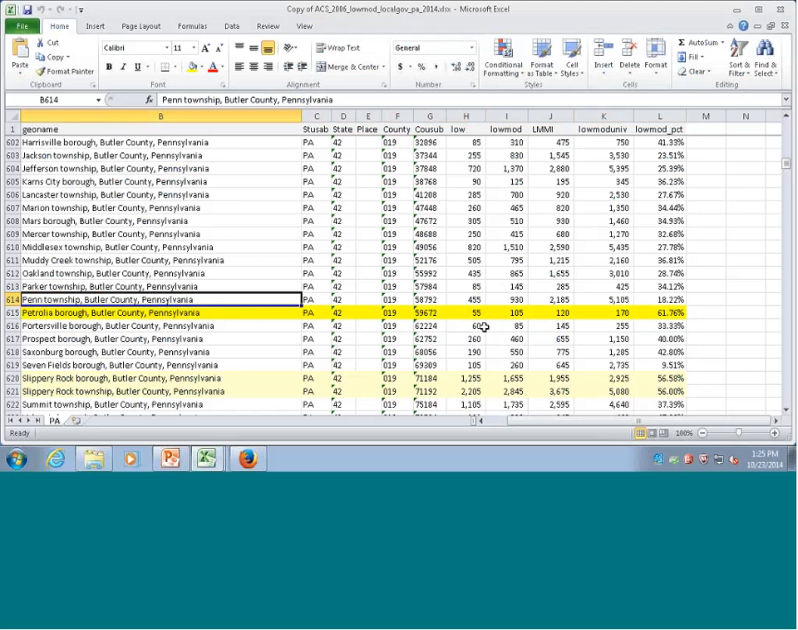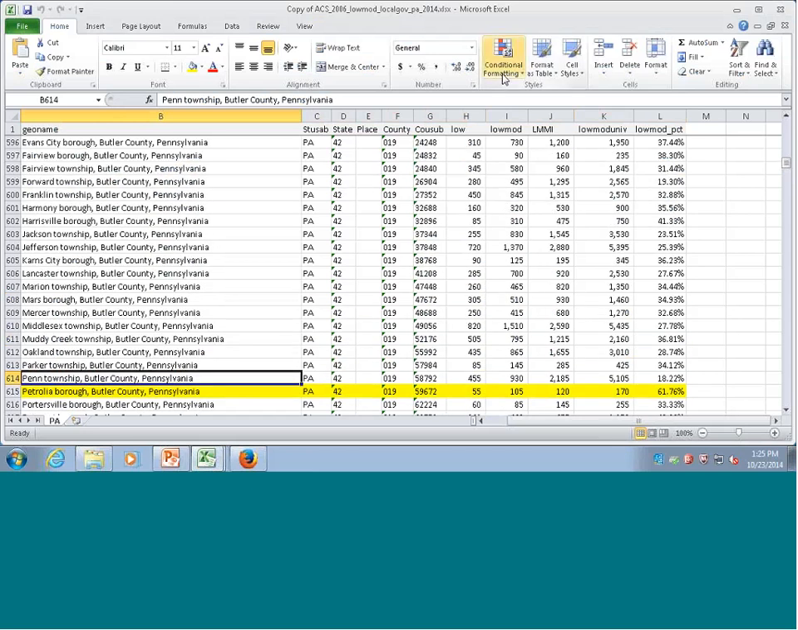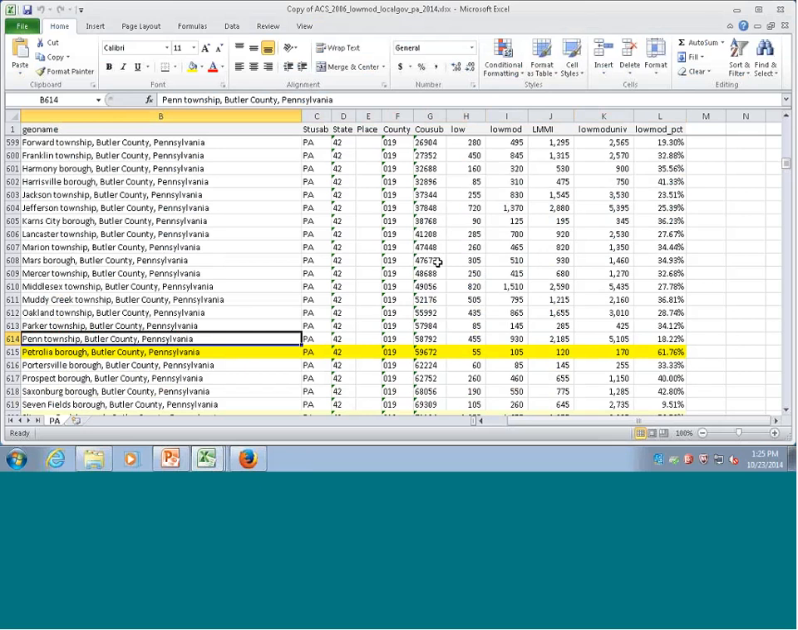Okay, John did find the spreadsheet. This is the one that had the... John, can they see the top of that where it says ACS, where it says you are sharing your desktop? Okay.